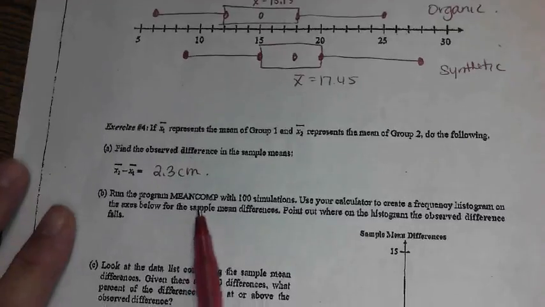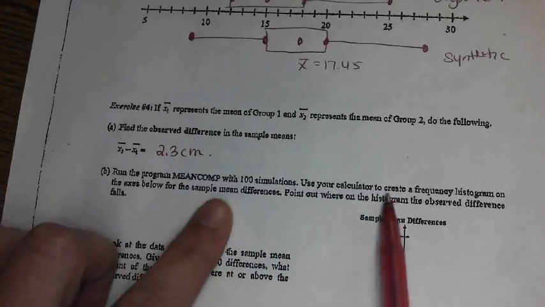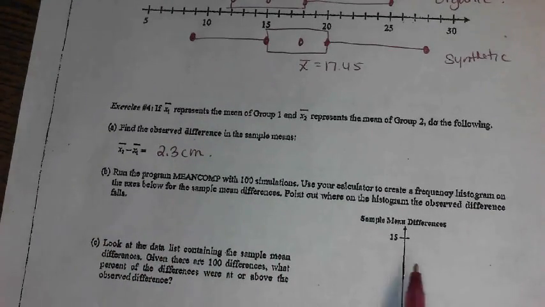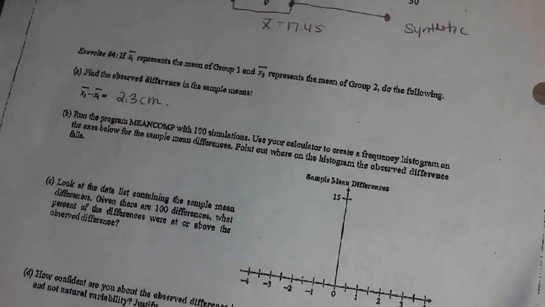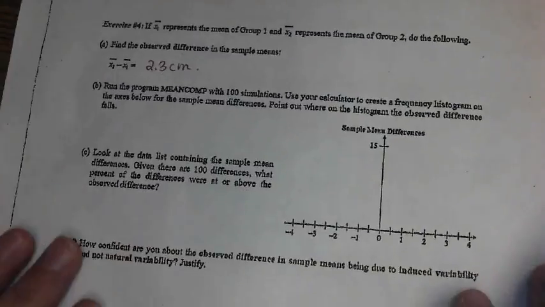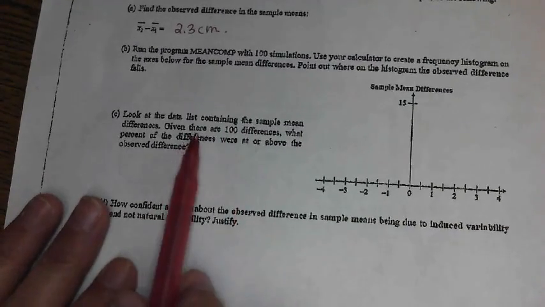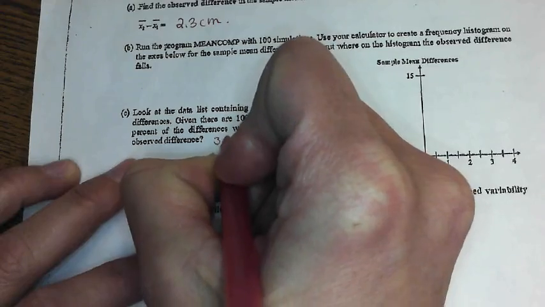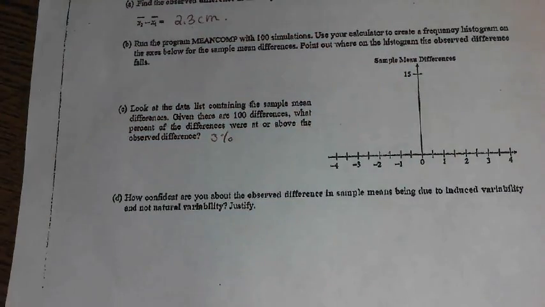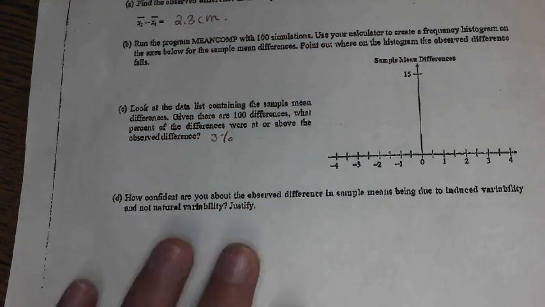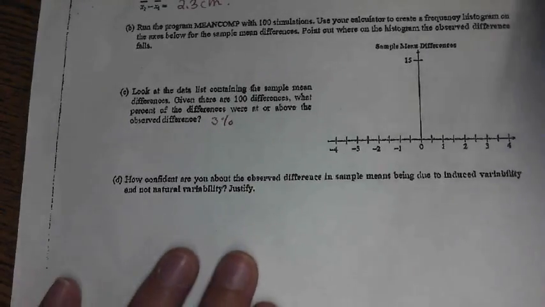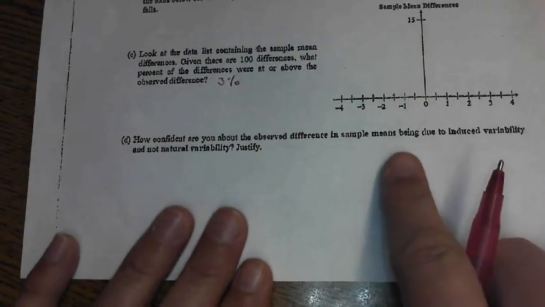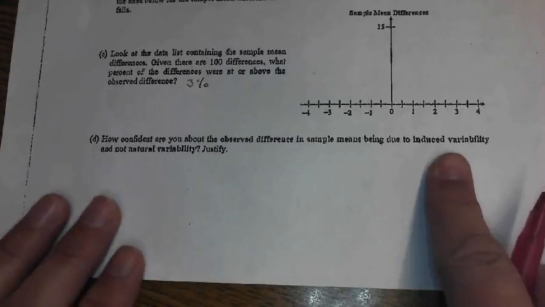So now I'm going to guess we have to write that. Run the program mean comp with 100 simulations. Use your calculator to create a frequency. We saw all of that. So look at the data list. We did that. What percent of the differences were at or above the 2.3? We said 3%. So now, how confident are we that the observed difference is due to the induced variability?